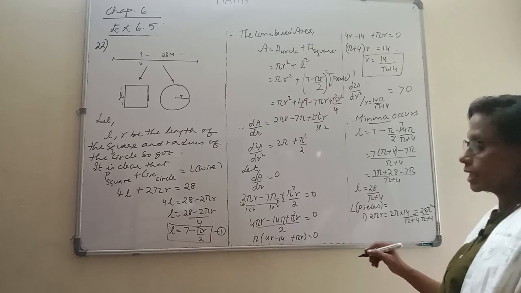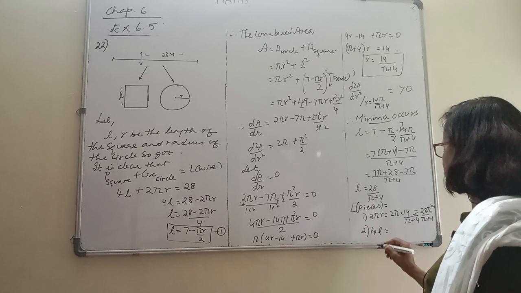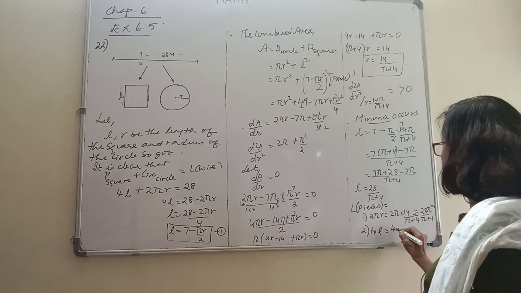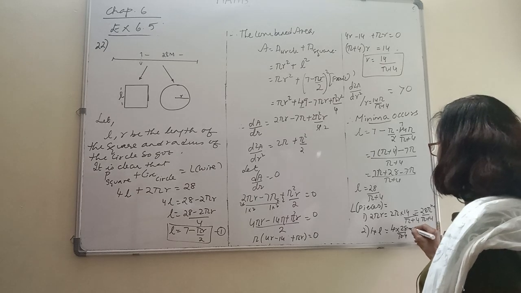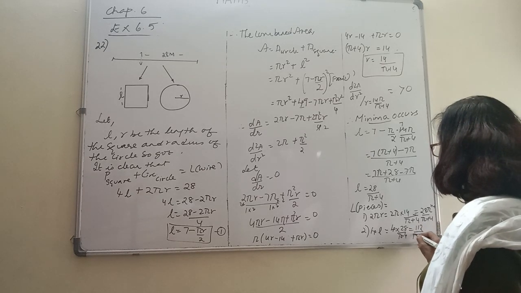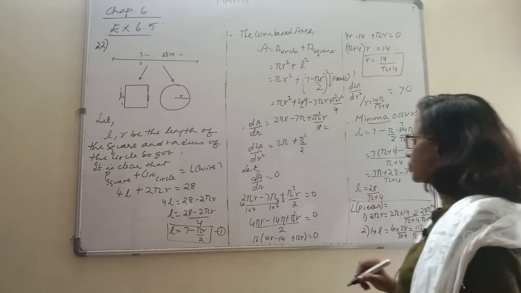Then the next piece is 4L. So that's going to be 4 times L for us. That's 28 over pi plus 4. So 4 times 28 is 112 over pi plus 4 meters. So that's our answer, the length of the two pieces.